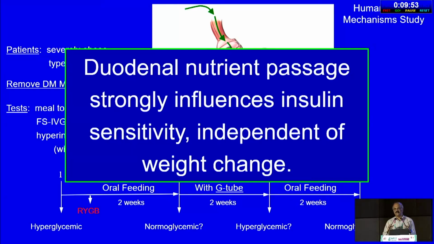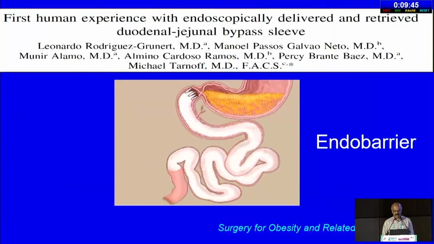There are other factors rather than weight, which control what happens to the liver in terms of steatosis, inflammation, and so on. So this was a very elegant study. Based on this, there were some other things to see what endoscopists can do. In fact, several years back, a group of very adventurous South American endoscopists started using the duodenal-jejunal bypass sleeve, the EndoBarrier.